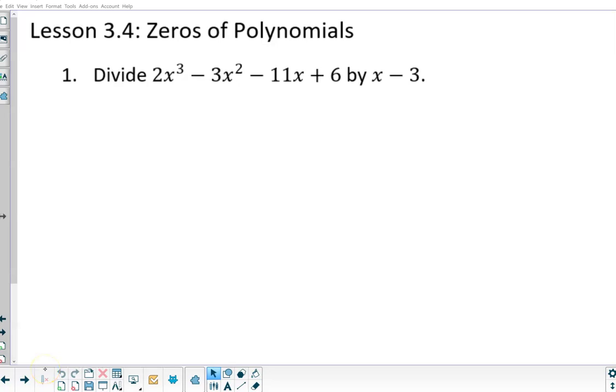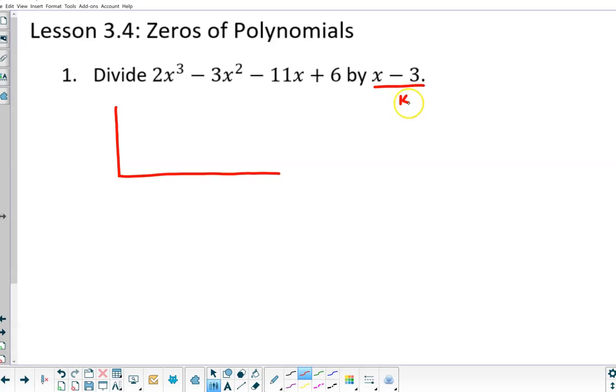Okay, so we are going to start with a little review of synthetic division. So we're going to get this set up to do synthetic division. If we're dividing by x minus 3, then our k is going to be positive 3. Remember, it's always x minus k, so it's the opposite sign from what you see there. So the k is going to go over here, and that's our 3.